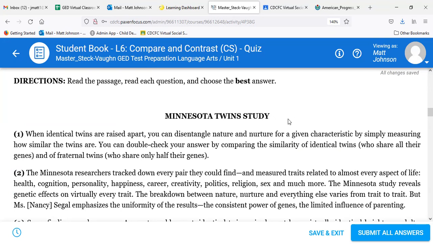So when identical twins are raised apart, you can disentangle nature and nurture for a given characteristic by simply measuring how similar the twins are. You can double check your answer by comparing the similarity of identical twins who share all their genes and fraternal twins who share only half their genes.